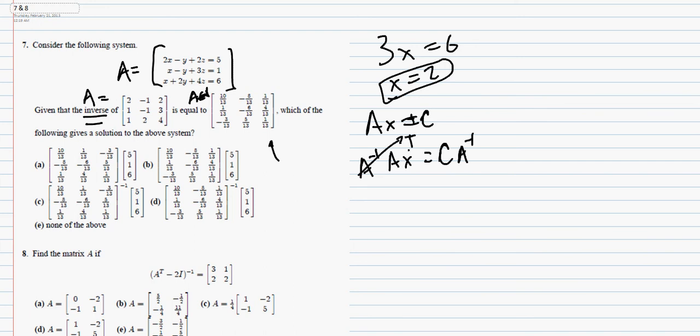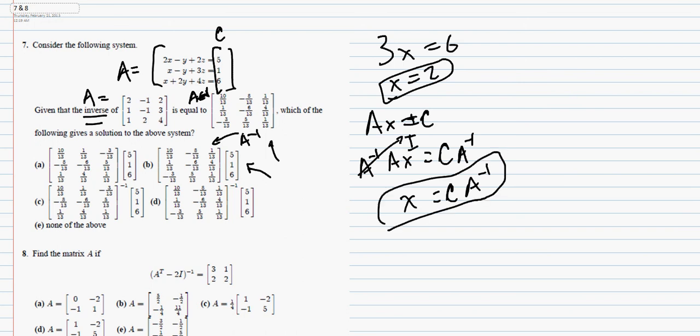And this turns into an identity. And the solution to the system is just A inverse times C. Now, what does this tell us? If this is our C, and this is our A inverse, then voila, that's it. So the answer is B.